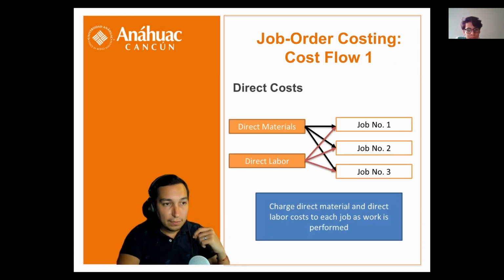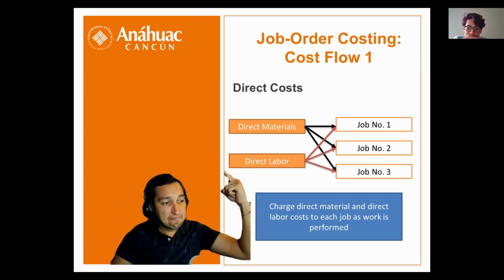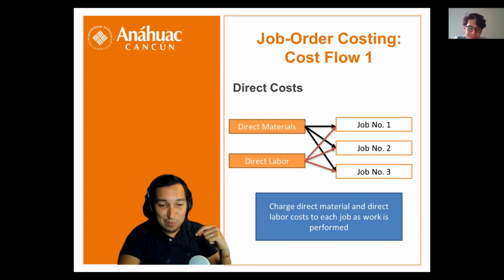So the basic cost flow that we are looking at, we've got direct materials and direct labor in here. Do you remember those? Those are our direct costs, and those are going to be applied directly to the jobs. So we are going to charge direct material and direct labor to each job as that work is performed. So as we requisition materials into each job, as we work hours on each job, we have to track those hours worked on each job. Okay?